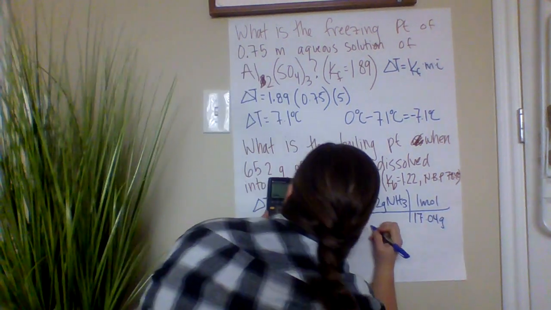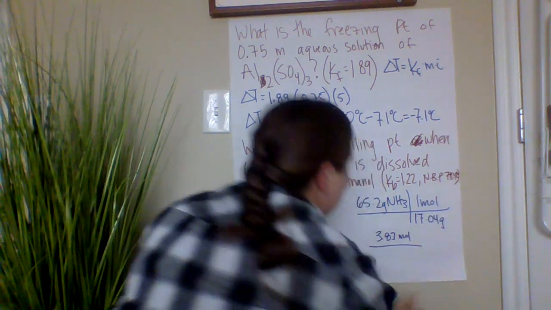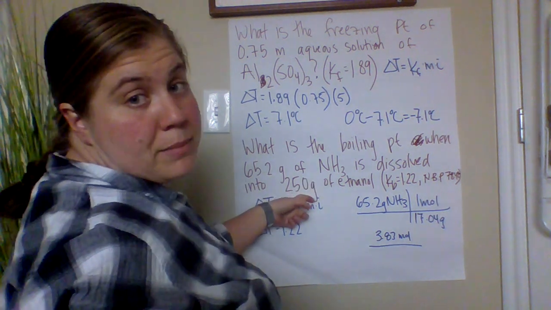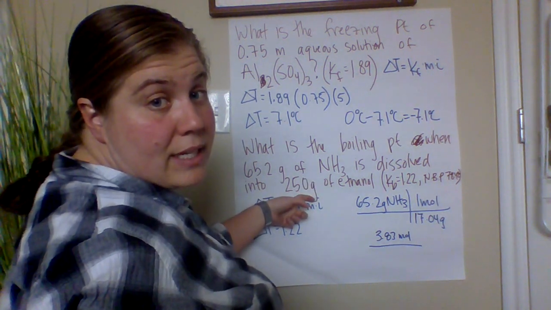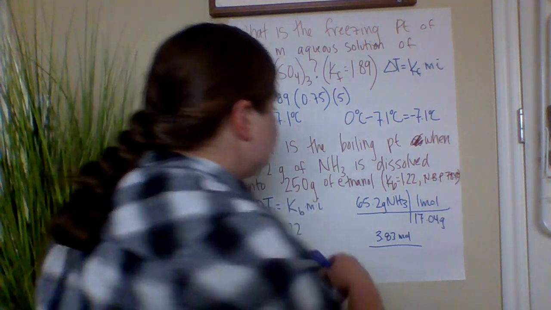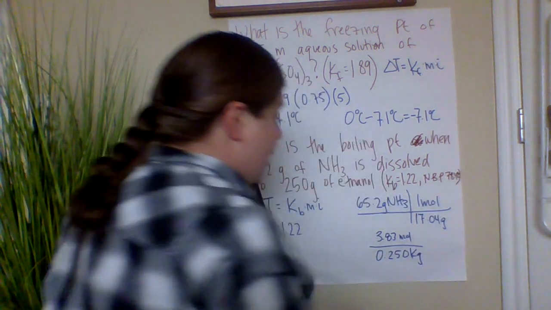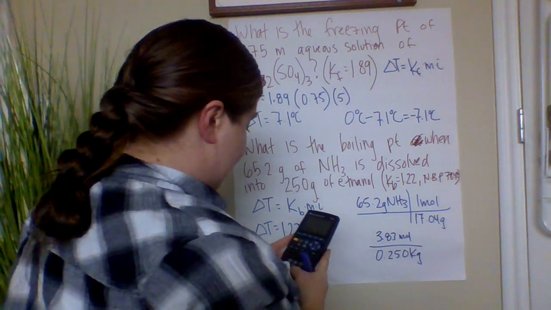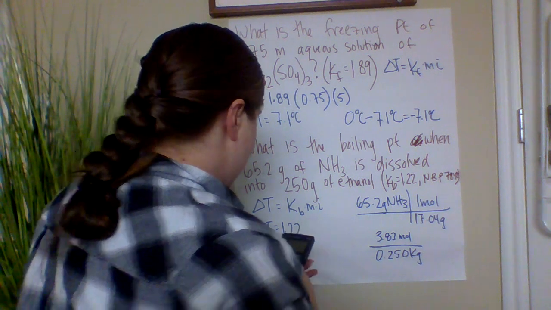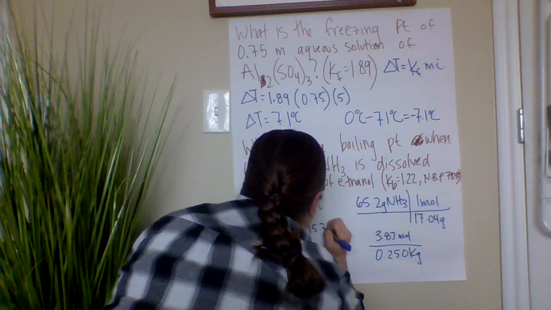And I get out 3.83 moles. I'm going to divide this by my solvent in kilograms. So I have 250 grams. To get it to kilograms, I'm going to divide it by 1,000 or move the decimal place to the left 3 times. So that's going to be 0.250 kilograms. So now I can divide those, and that will be my molality. 3.83 divided by 0.250, and I get out a molality of 15.3.